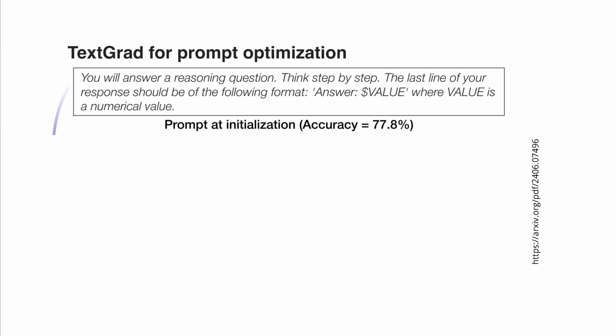Great. But I would like to give you an official example here for prompt optimization, so that you get a feeling. How good is it? What is it? What's happening? So we start with a prompt. Let's say you write this prompt and it says, hey, LLM, you will answer a reasoning question. Think step by step. The last line of your response should be in the following format: Answer, where value is a numerical value. And then you try this on, let's say, GPT 3.5 or Mistral 7b or whatever open source model you like, and you get an accuracy of 77%.